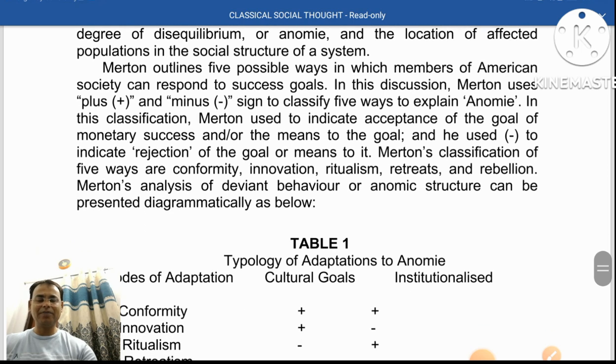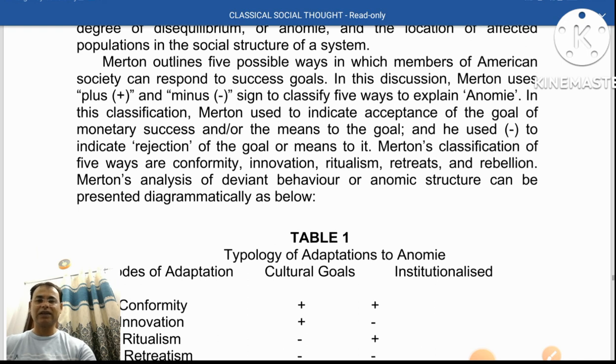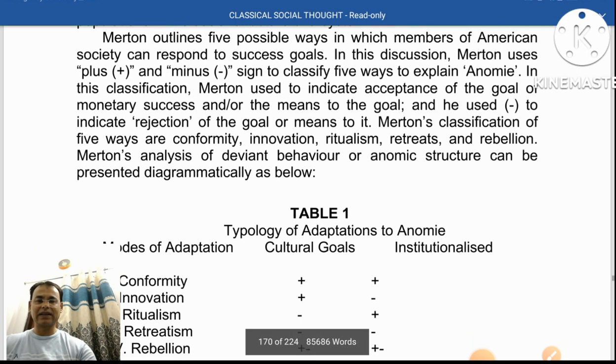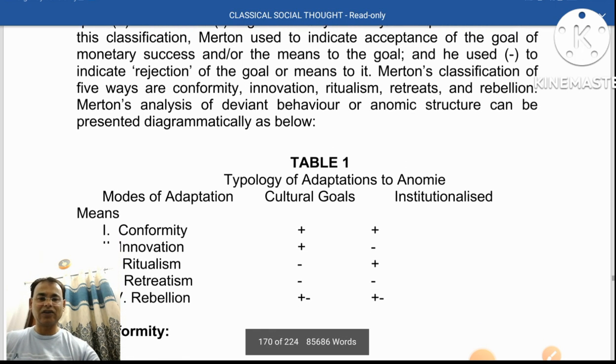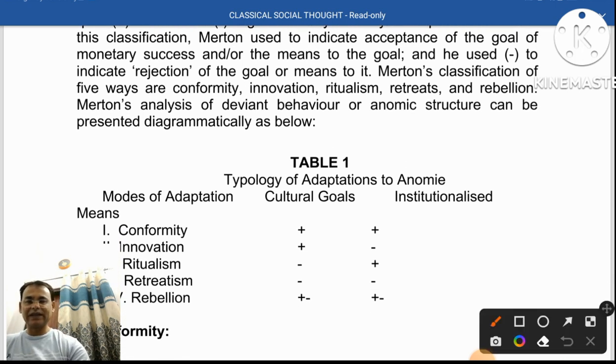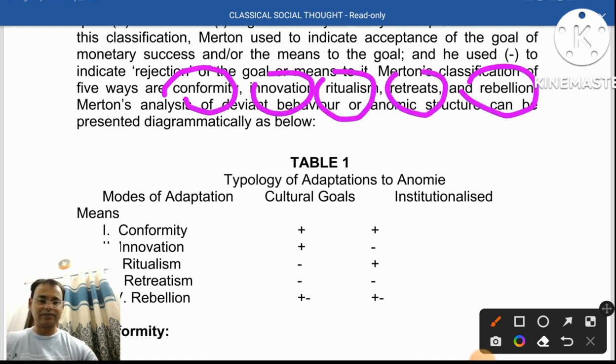Merton outlined 5 possible ways in which members of American society can respond to the success goal. In his discussion, Merton uses plus and minus signs to classify 5 ways to explain anomie. In this classification, Merton used a plus to indicate acceptance of the goal of monetary success and the means to the goal, and he used a minus to indicate rejection of the goal or the means to it. Merton's classification of 5 ways are conformity, innovation, ritualism, retreat, and rebellion.